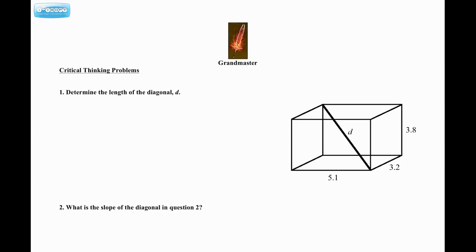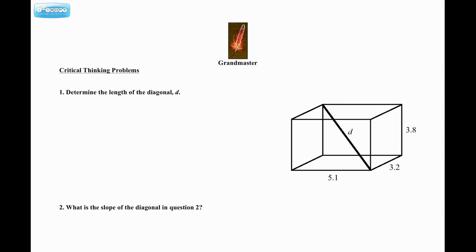Chapter 3, Section 3, Grandmaster. Some critical thinking problems. Number 1, determine the length of the diagonal D. So here I have a box in 3 dimensions. We have the dimensions, length, width, and height. And we want to determine this diagonal here from corner to corner.